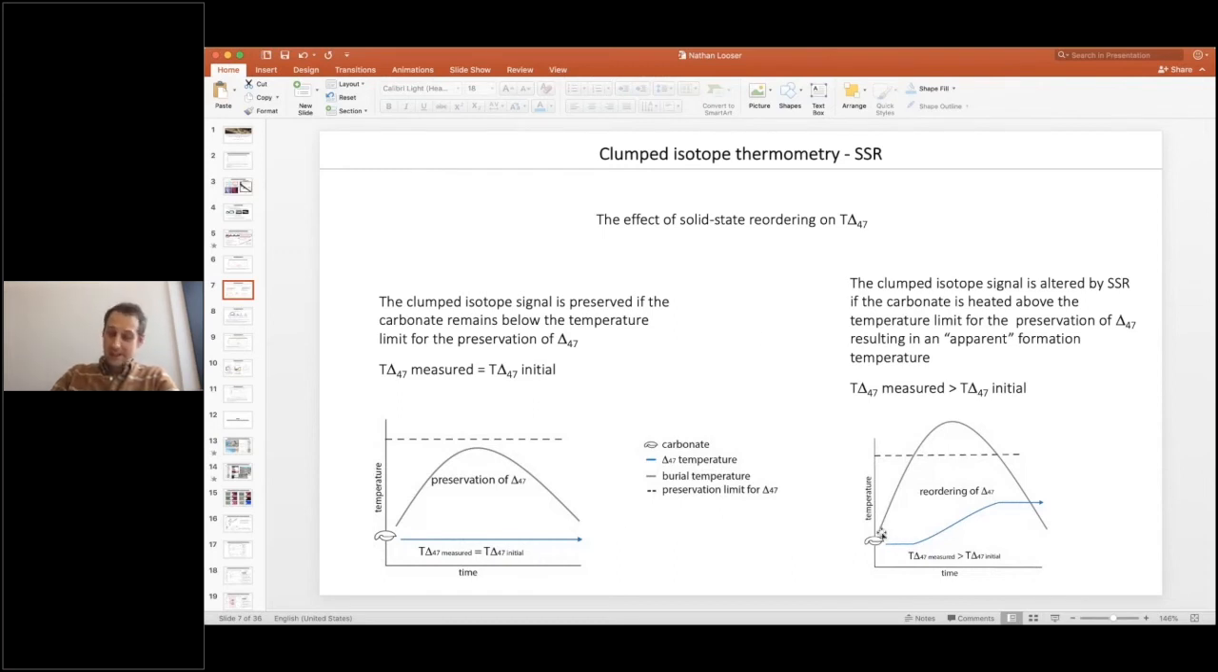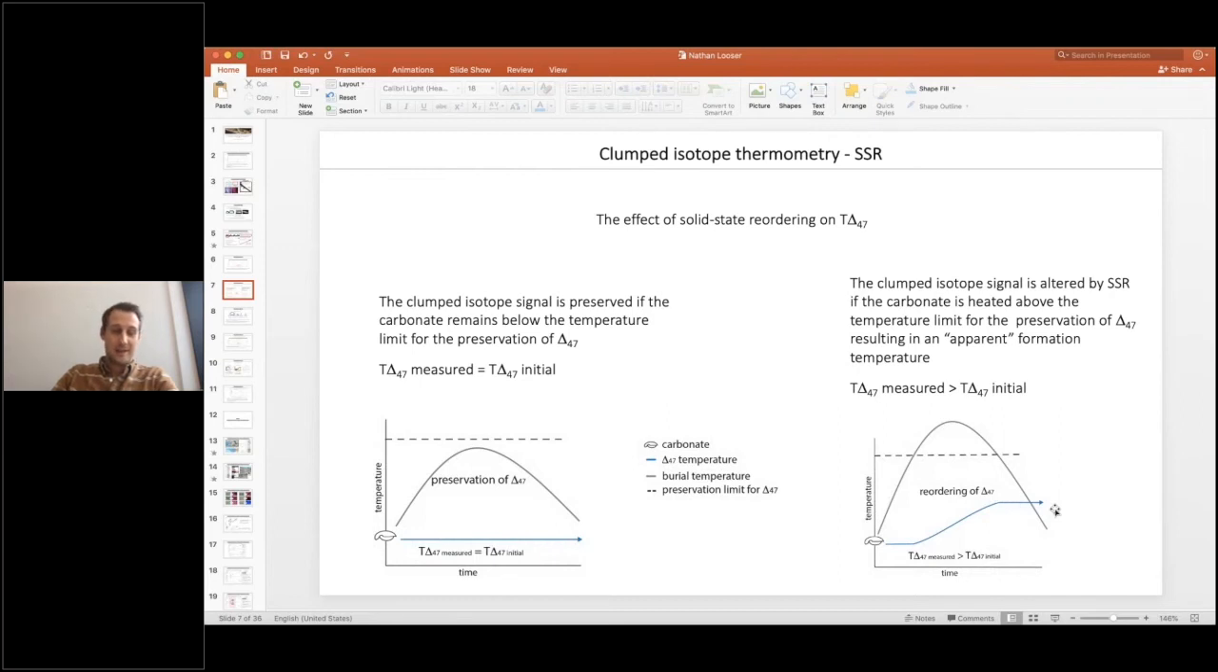However, in the other case, if the burial temperature exceeded this temperature limit for the preservation of the clumped isotope signal, the delta 47 of your fossil will shift, and the temperature that you measure today is higher than the initial temperature. So this results in a so-called apparent formation temperature.